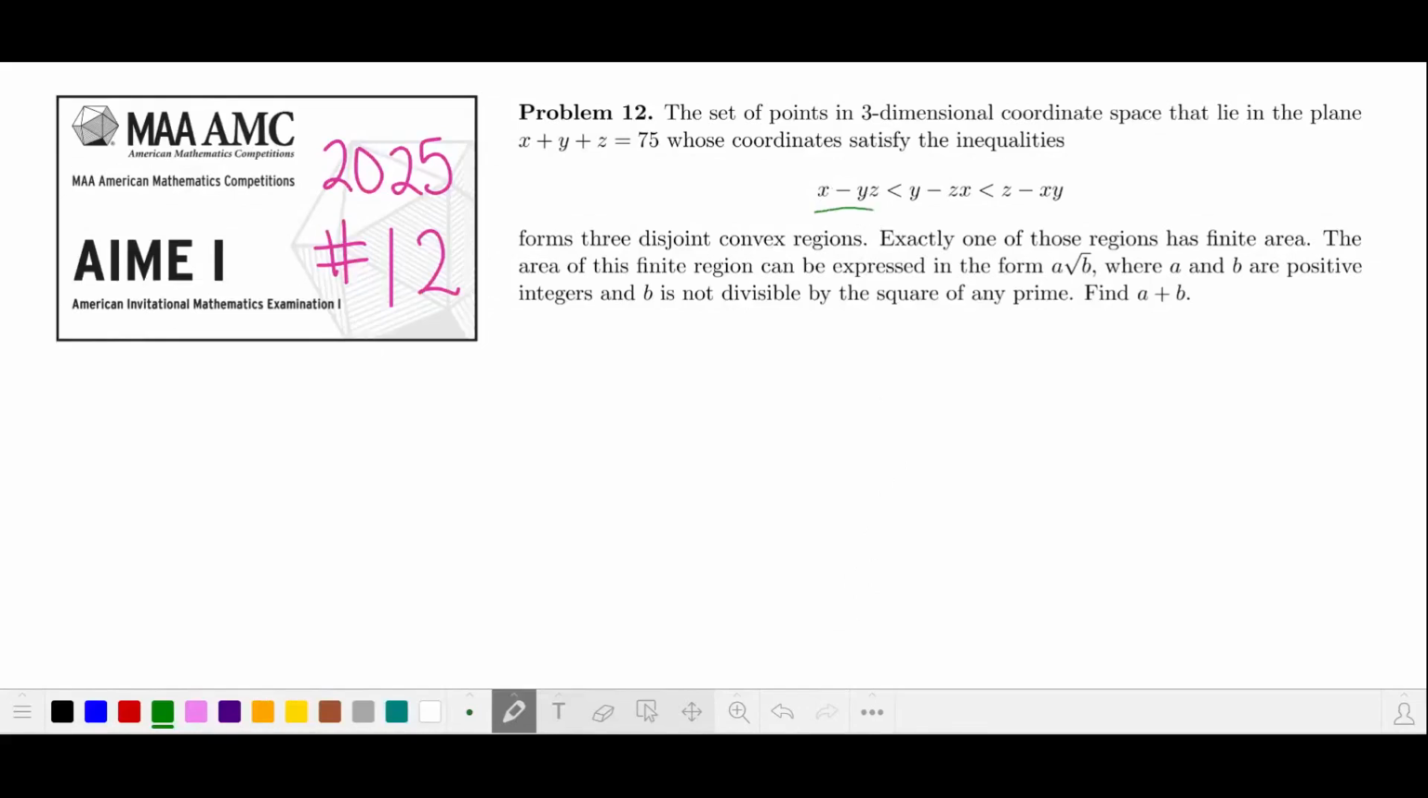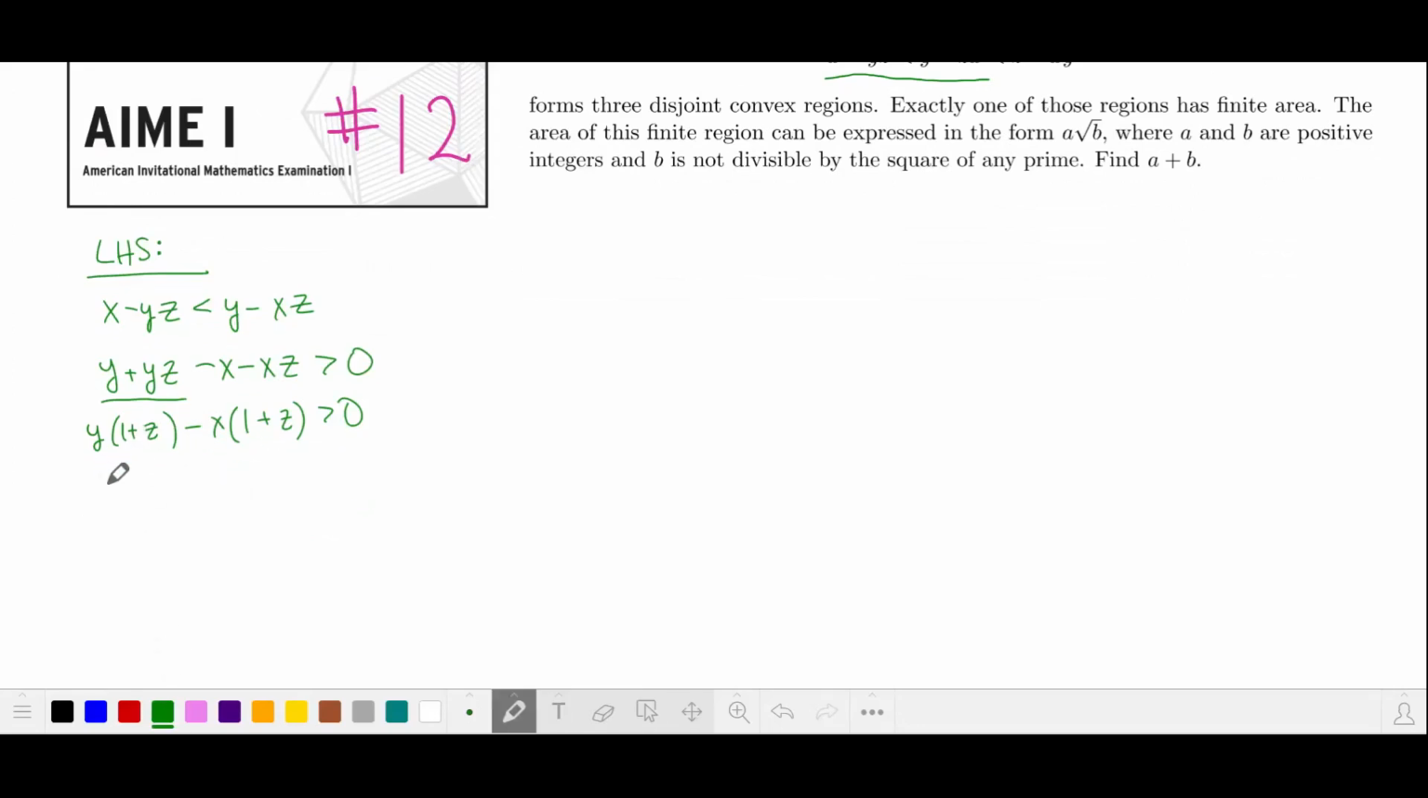We'll start with the left-hand side of this chain inequality. We'll gather all the terms on one side, so this is greater than 0, and we'll factor y from these first two terms, and minus x from these two terms. So now we can factor out 1 plus z from both of these.